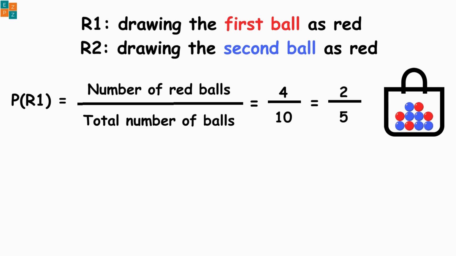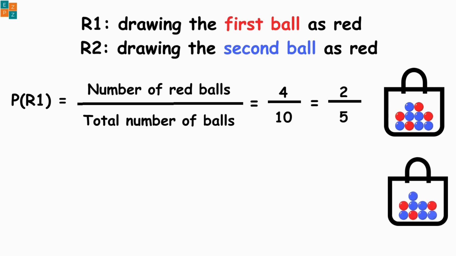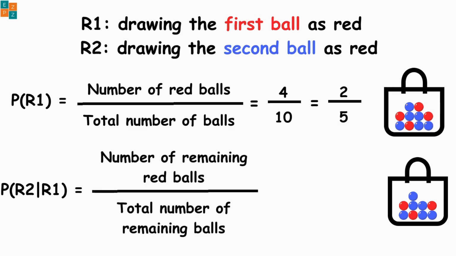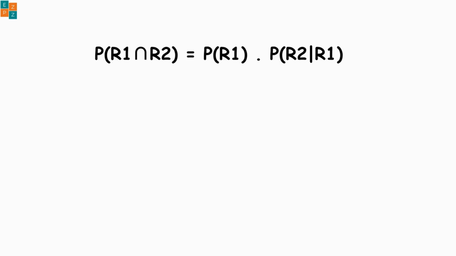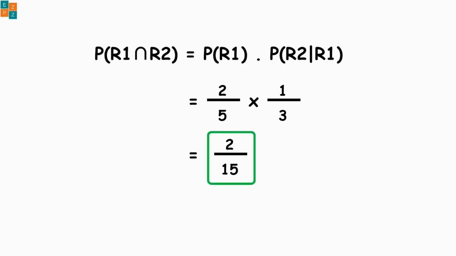which is equal to 2 by 5. After drawing 1 red ball, there are now 9 balls left in the bag, 3 red plus 6 blue. So, the probability of drawing a red ball on the second draw, probability of R2 given event R1 has already occurred, is the number of remaining red balls divided by the total number of remaining balls, which is equal to 3 divided by 9, which is equal to 1 by 3. Now, the probability of both events happening is the product of the individual probabilities, which implies 2 by 5 times 1 by 3, which is equal to 2 by 15. Therefore, the probability that both balls drawn are red is 2 by 15.